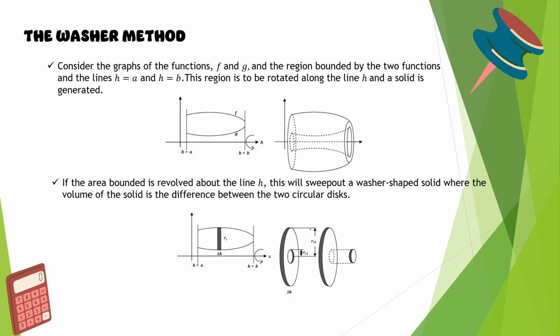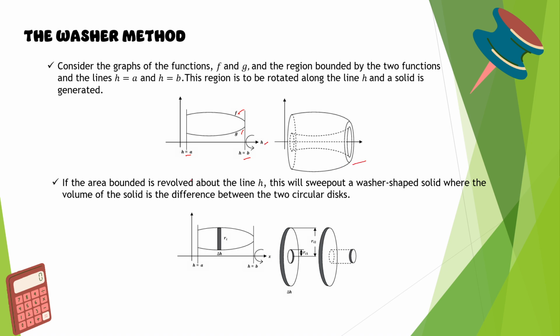Let's consider the graphs of the functions f and g and the region bounded by the two functions and the lines h = a and h = b. This region is to be rotated along the line h, and a solid is generated.